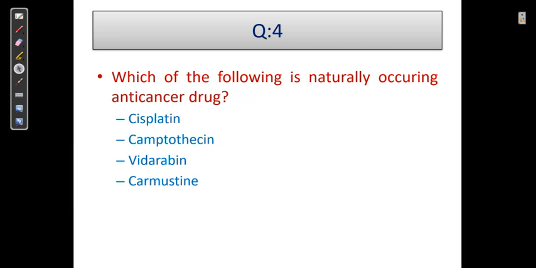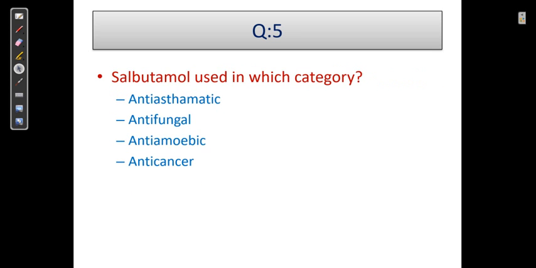Which of the following is a naturally occurring anti-cancer drug? Cisplatin, Camptothecin, Vidarabine, Carmustine. So the correct answer is Camptothecin. Salbutamol used in which category? Antihistaminic, antifungal, antiamoebic or anticancer? It is used as an anti-asthmatic drug.